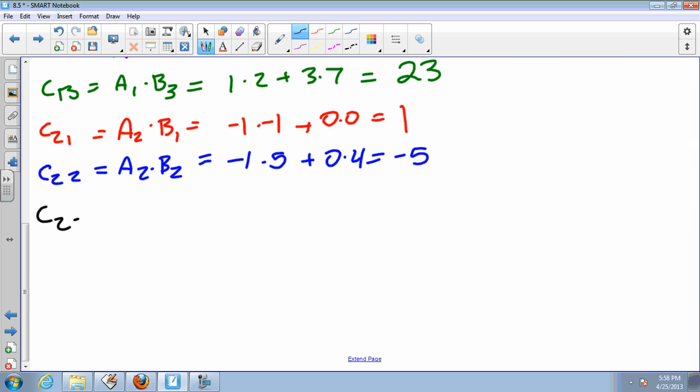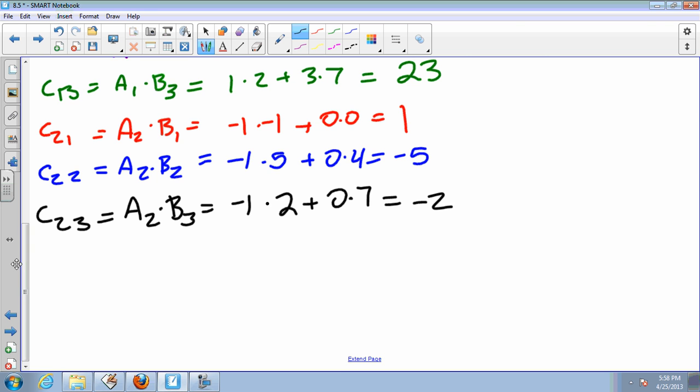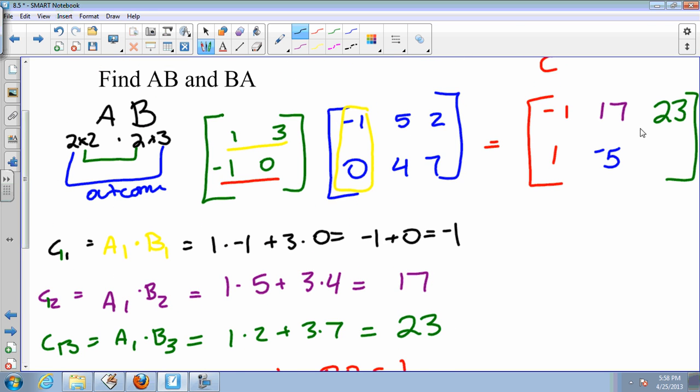And C23, that is our A2 times B3. Negative 1 times 2 plus 0 times 7 gives negative 2. So now we have completed our matrix C.